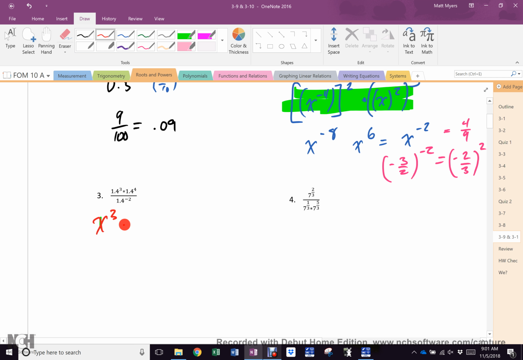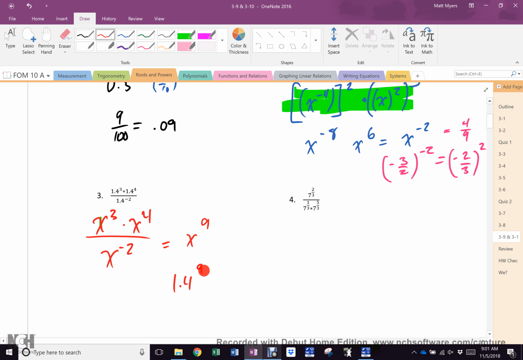X cubed times x to the 4th over x to the negative 2 is what? X to the 9th. But there's no x there. It's 1.4. It's 1.4 to the ninth.